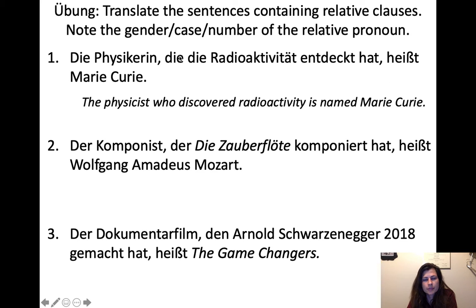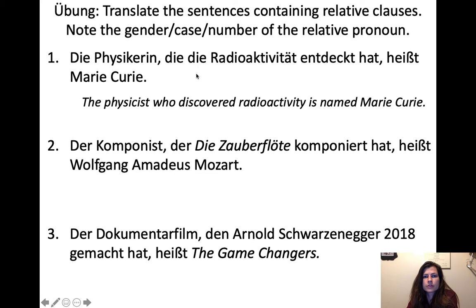So this is actually the subject. It's the nominative feminine. But you see how it's possible to get die and die right next to each other? It looks like it's maybe a typo or something. But it's not a typo. This die is a relative pronoun that refers back to Physikerin. And this die is an article that is connected to, it's just the radioactivity, right?